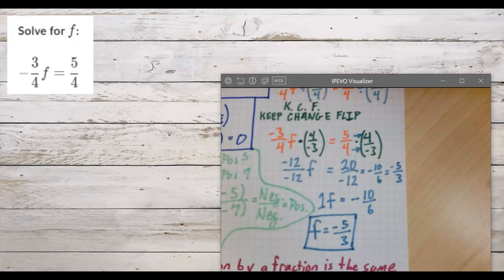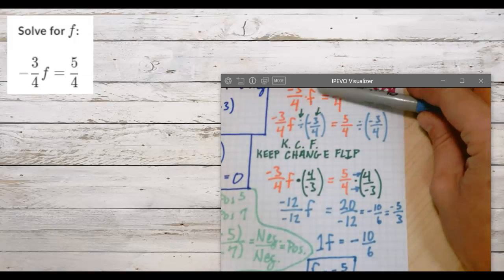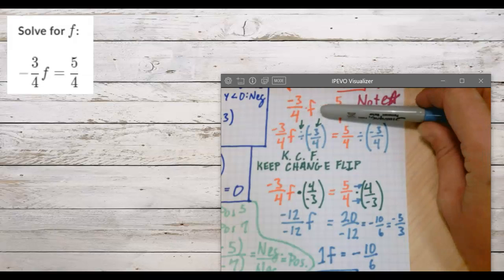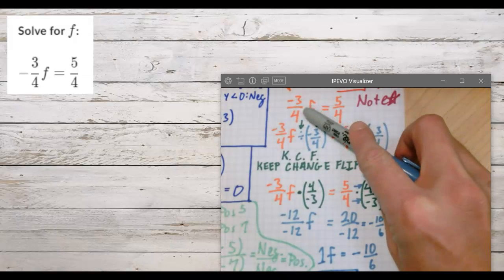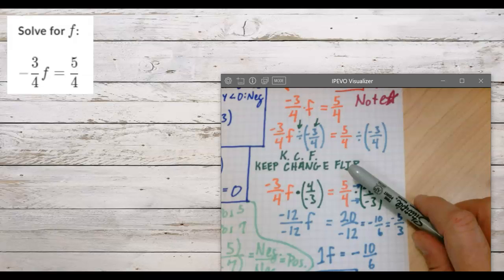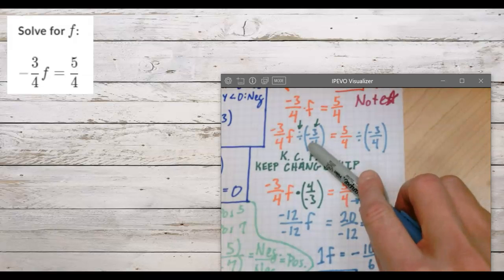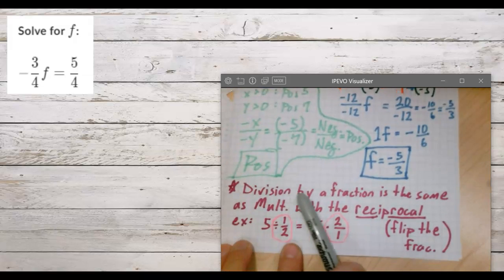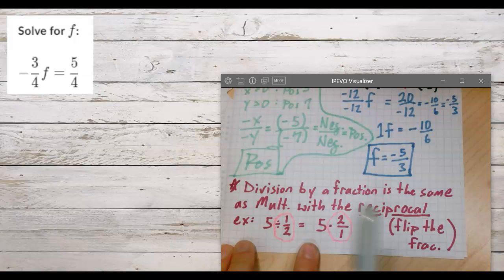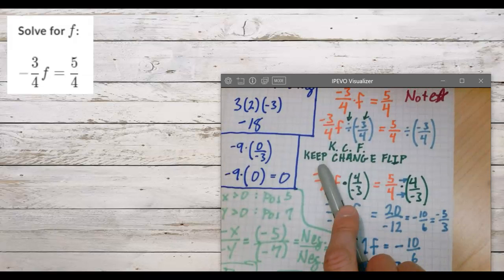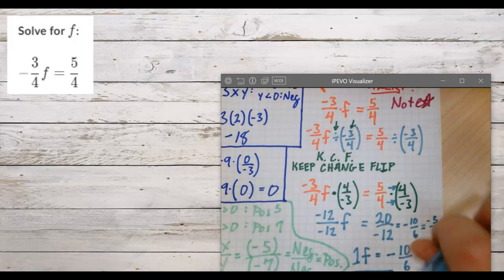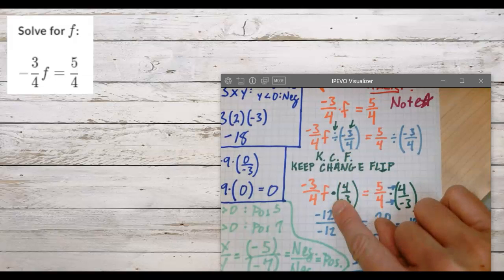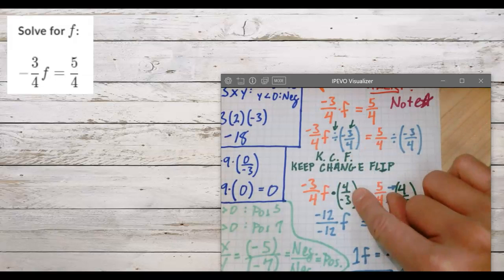I'm not moving on. I'm going to review what we did. We had a fraction multiplied by the variable that we want to solve for. Because we had a fraction multiplied, what we wanted to do, quote unquote wanted, was divide by that fraction. But because of our tough math alert and our note at the bottom telling us that division by a fraction is the same as multiplying by the reciprocal, also known as keep, change, flip, we took what we thought would be division by the fraction, changed the division to multiplication, and flipped the fraction over.